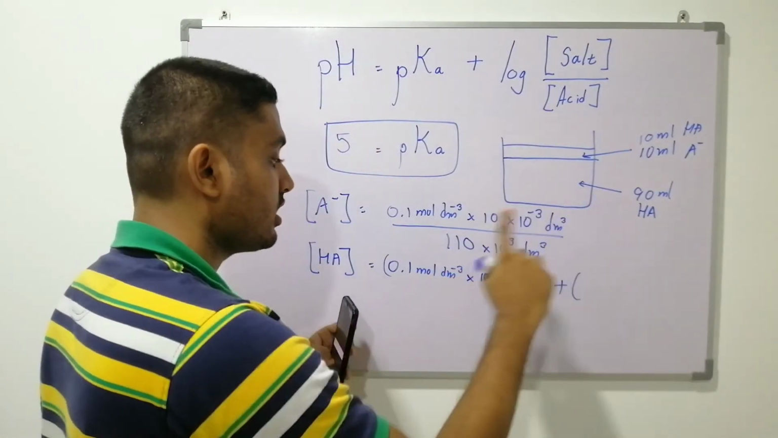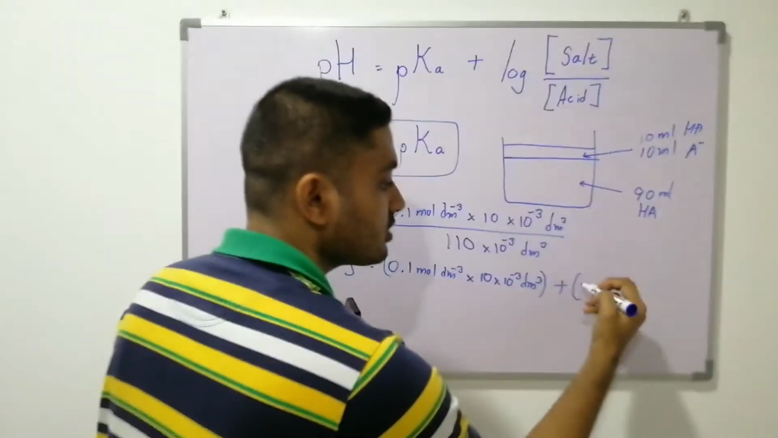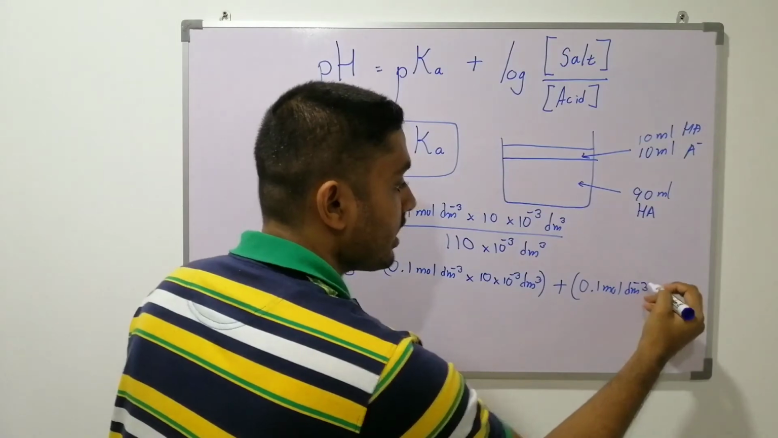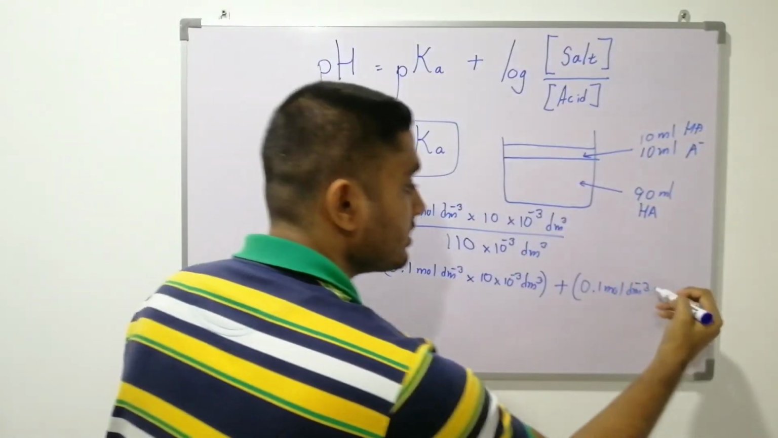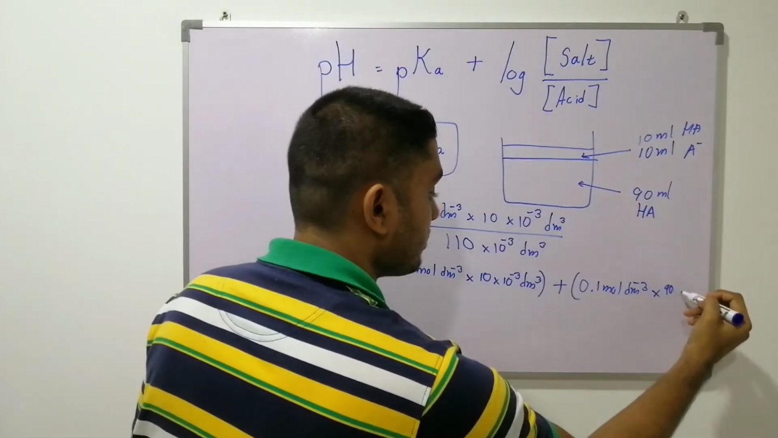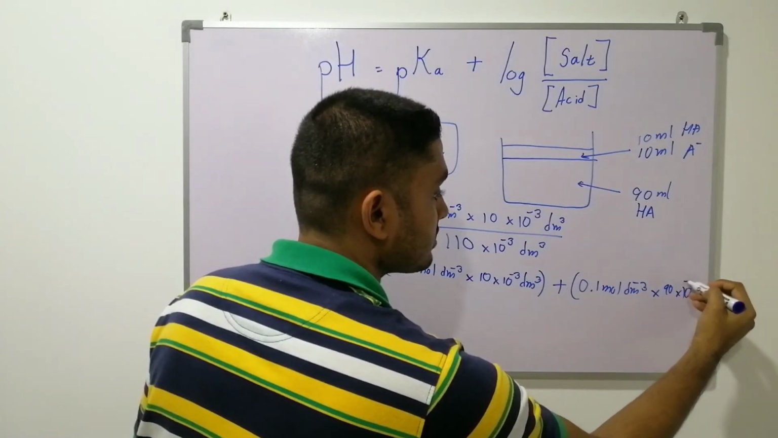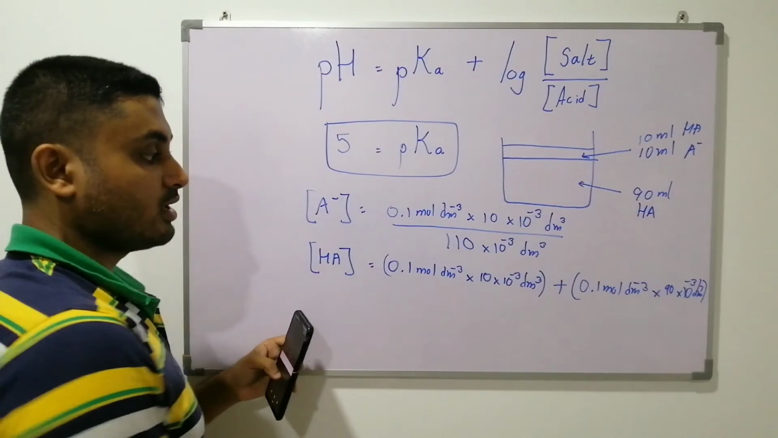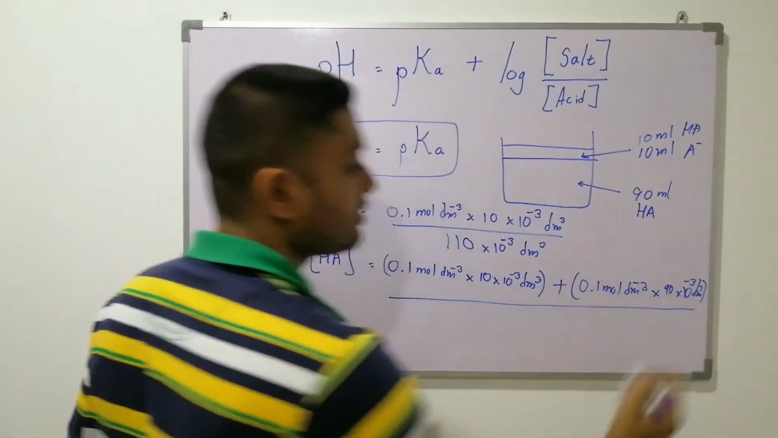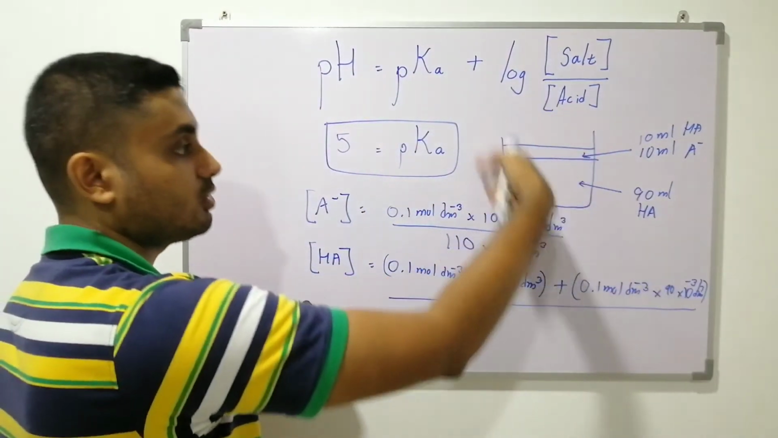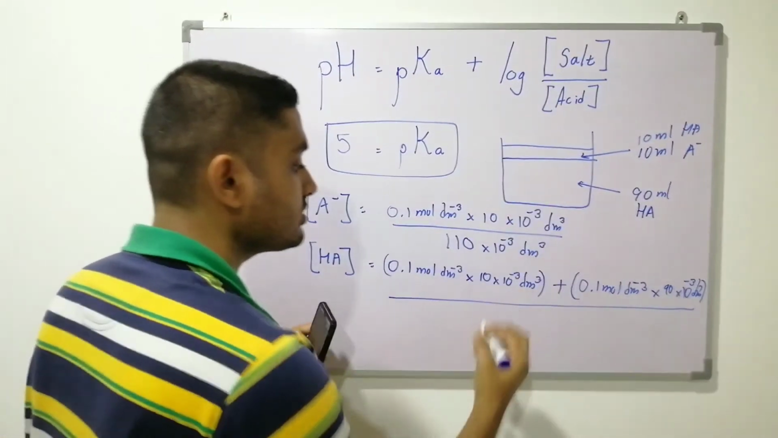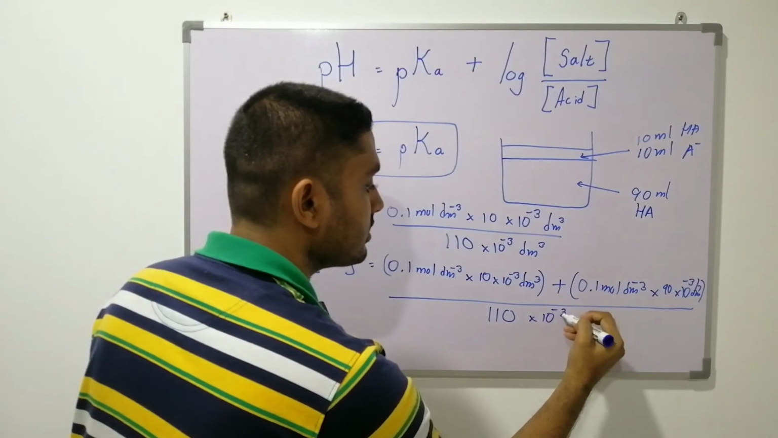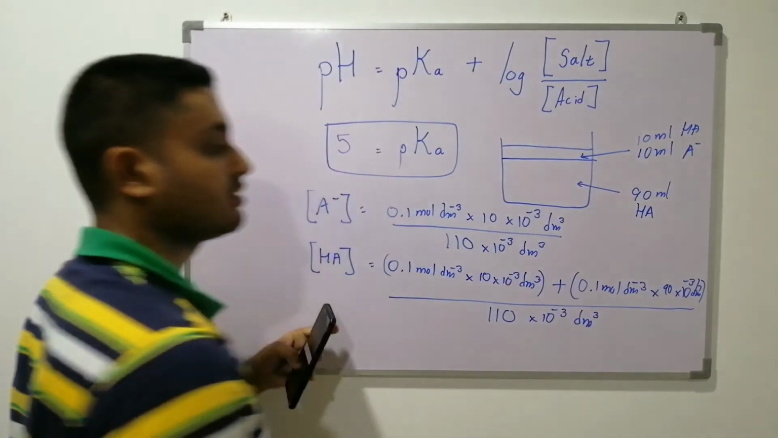The number of moles: how to calculate it? There also the concentration is 0.1 moles per decimeter cube. And what is the volume you have? 90 into 10 to the minus 3 decimeter cube. Alright? And you have to divide this whole thing by the total volume. Total volume is this 110, 110 into 10 to the minus 3 decimeter cube.